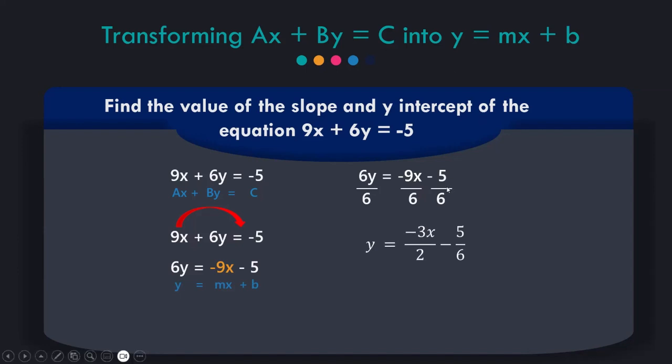Okay, and then minus, so 5 over 6, we cannot simplify anymore 5 over 6, right? So, bring down na lang yon, copy. So, meaning to say now, the value of our slope is negative 3 halves, and the value of our y-intercept is negative 5 over 6. So this is our topic about transforming ax plus by equals c into y equals mx plus b.